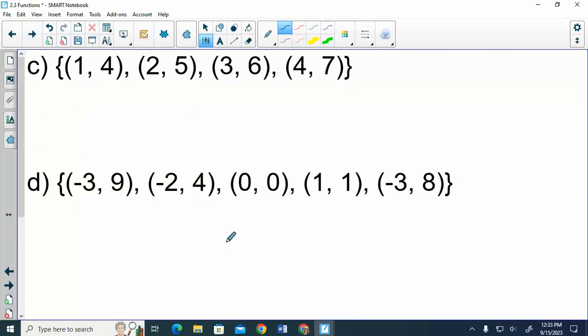All right, you guys do those two. Set of ordered pairs, decide if it is a function, give the domain and range.